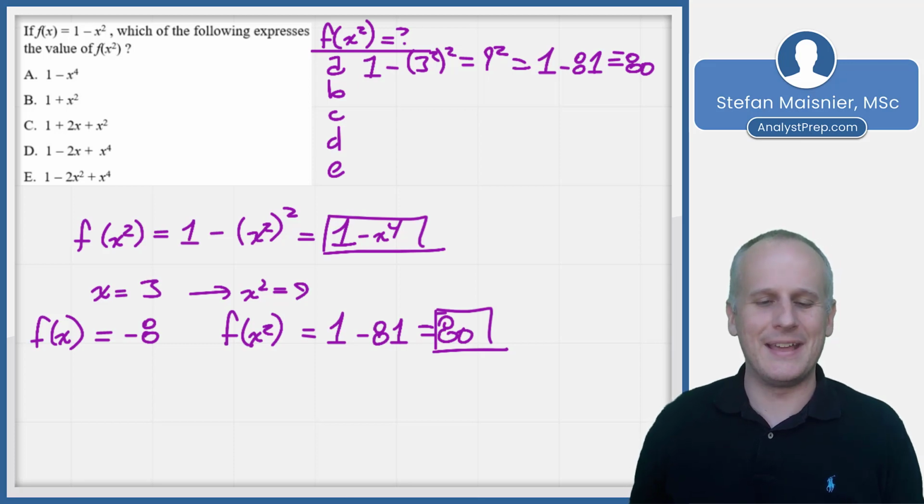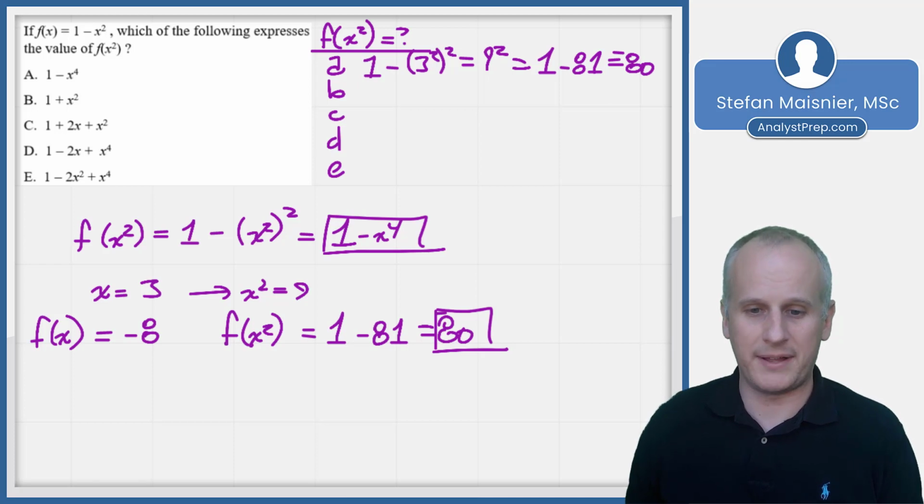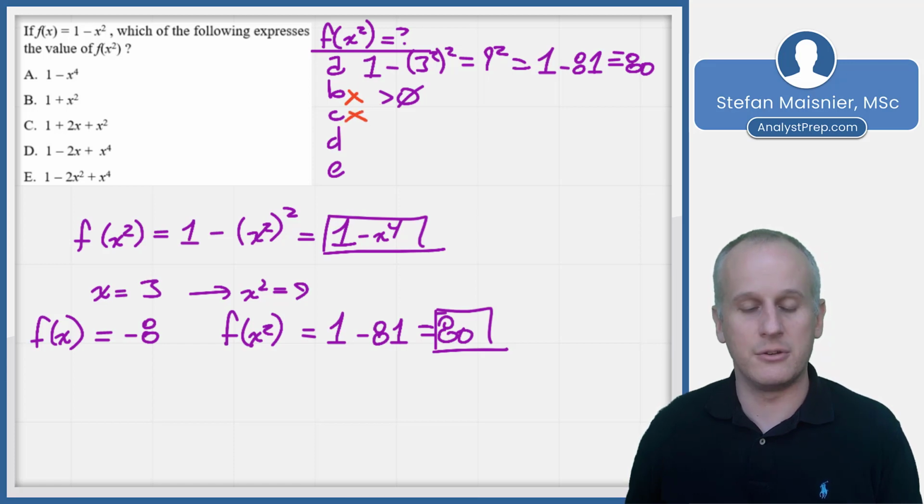And so then we've got to take a look at choice B. Well, here we're going to have a positive. That's greater than 0. I don't even need to test that. That's out. Same thing with choice C. I need a negative value. Same thing with choice D. Same thing with choice E.